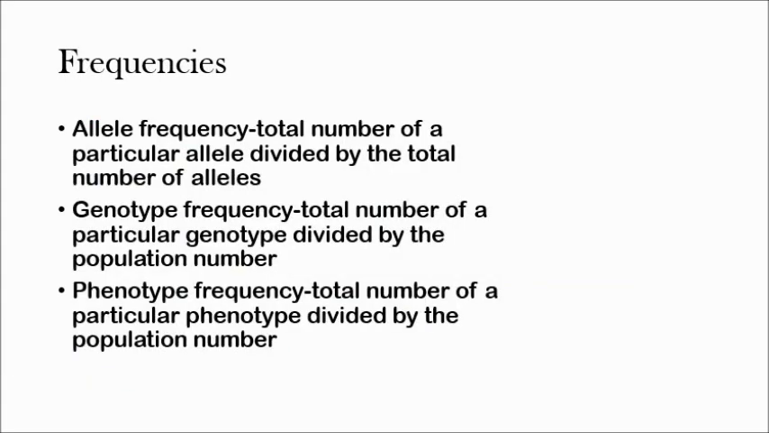So next, like I mentioned, we're going to define what frequencies are. There are going to be 2 main frequencies, one of which can kind of be divided into 2. So you could say there's 3 main frequencies that we're going to be looking at with Hardy-Weinberg equilibrium. The first is the allele frequency, which I've mentioned earlier, but essentially the allele frequency is the total number of a particular allele divided by the total number of alleles in the population.